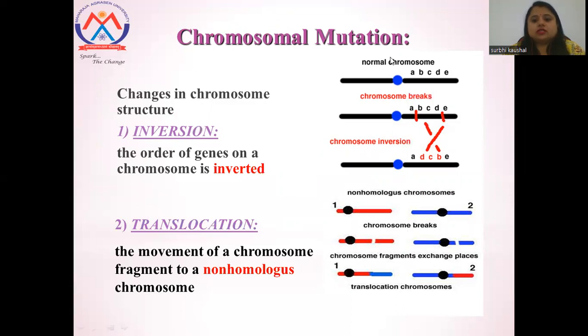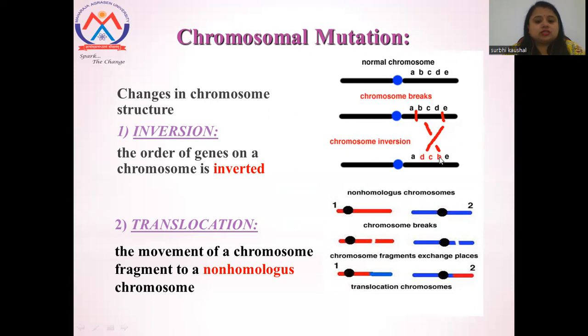As you see in this diagram, the upper one is the normal chromosome, and here the sequence of genes is A, B, C, D, and E, for example. And if there is a break in the chromosome and this sequence, BCD, gets inverted and becomes DCB, this type of mutation is known as chromosomal inversion, when the gene sequence is inverted.